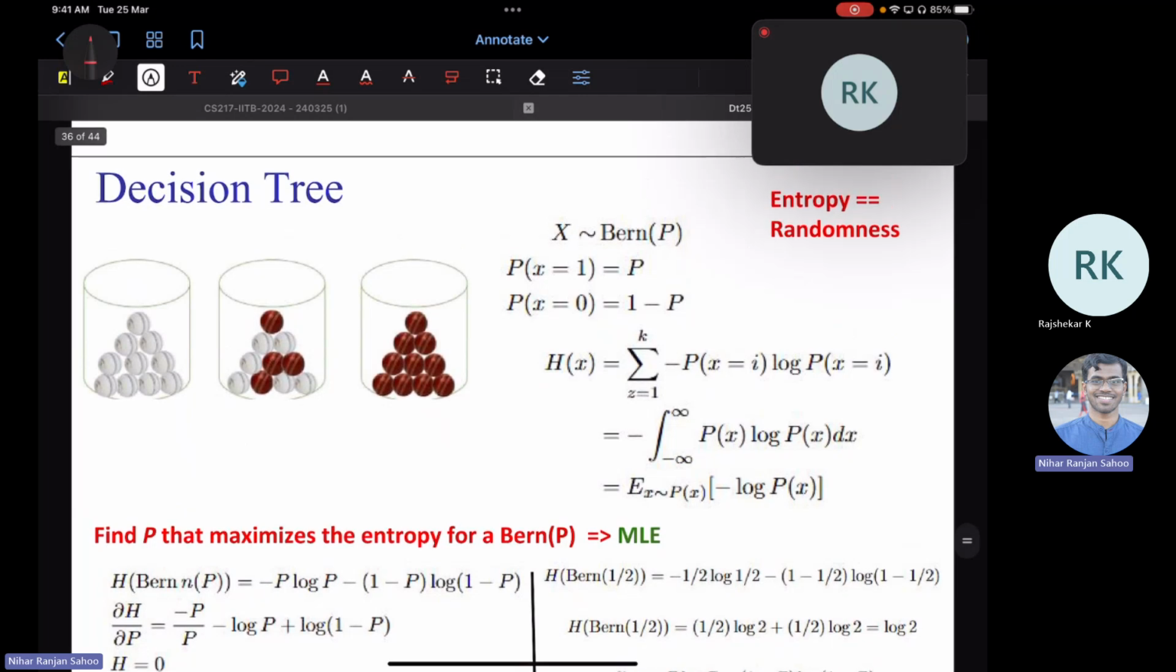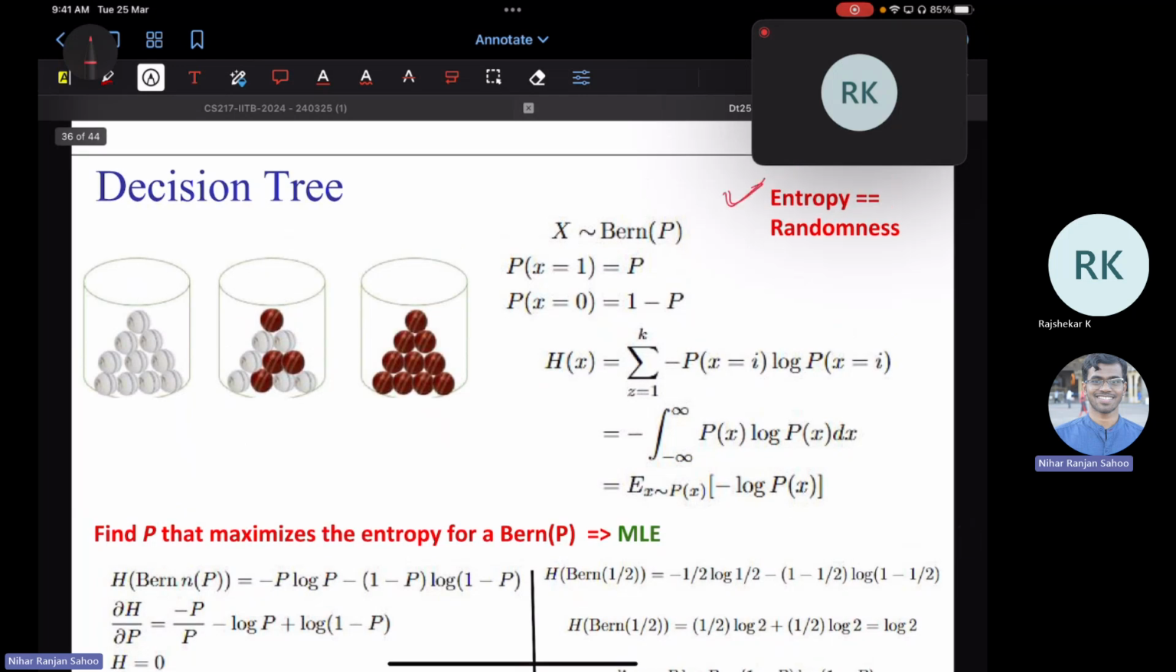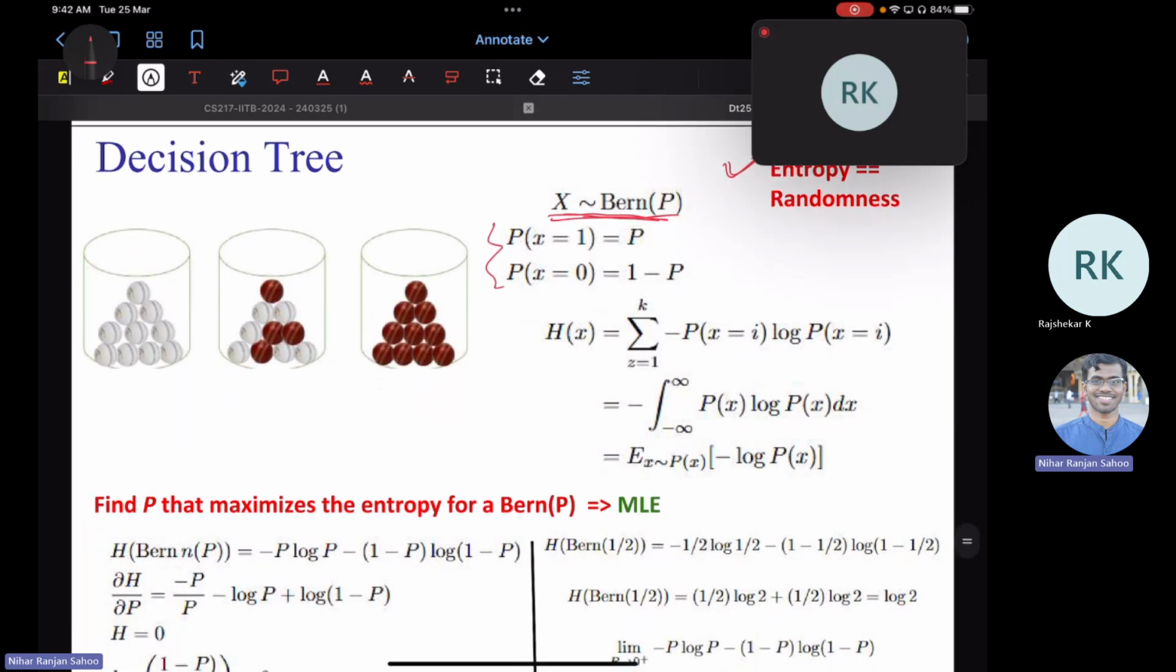So what is entropy? A vague definition of entropy is randomness. If some model is very random, we say the entropy of that model is very high. Or if some probability distribution is given to us, let's say a uniform distribution, it is completely random, then we say the entropy of the uniform distribution is high. But let's see why it is high. Let's start with a random variable x that is sampled from a Bernoulli with probability p. How do we write it? The probability of x equal to 1 is p and the probability of x equal to 0 is 1 minus p. This we have discussed already.